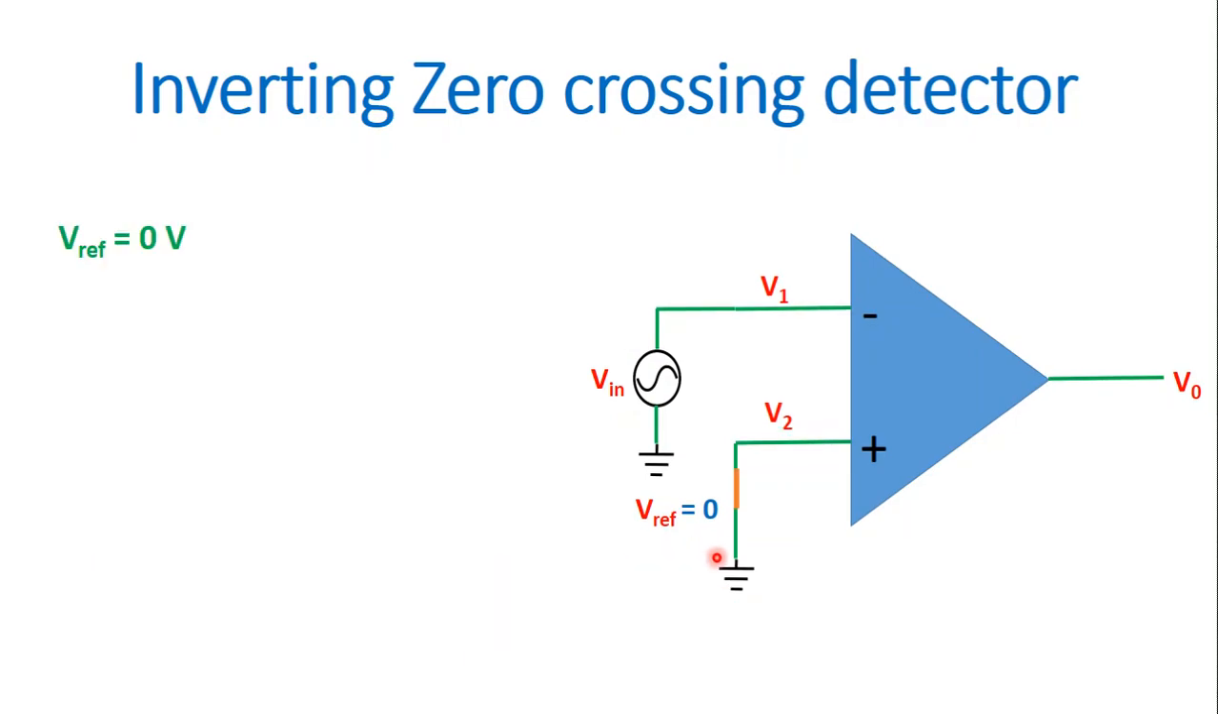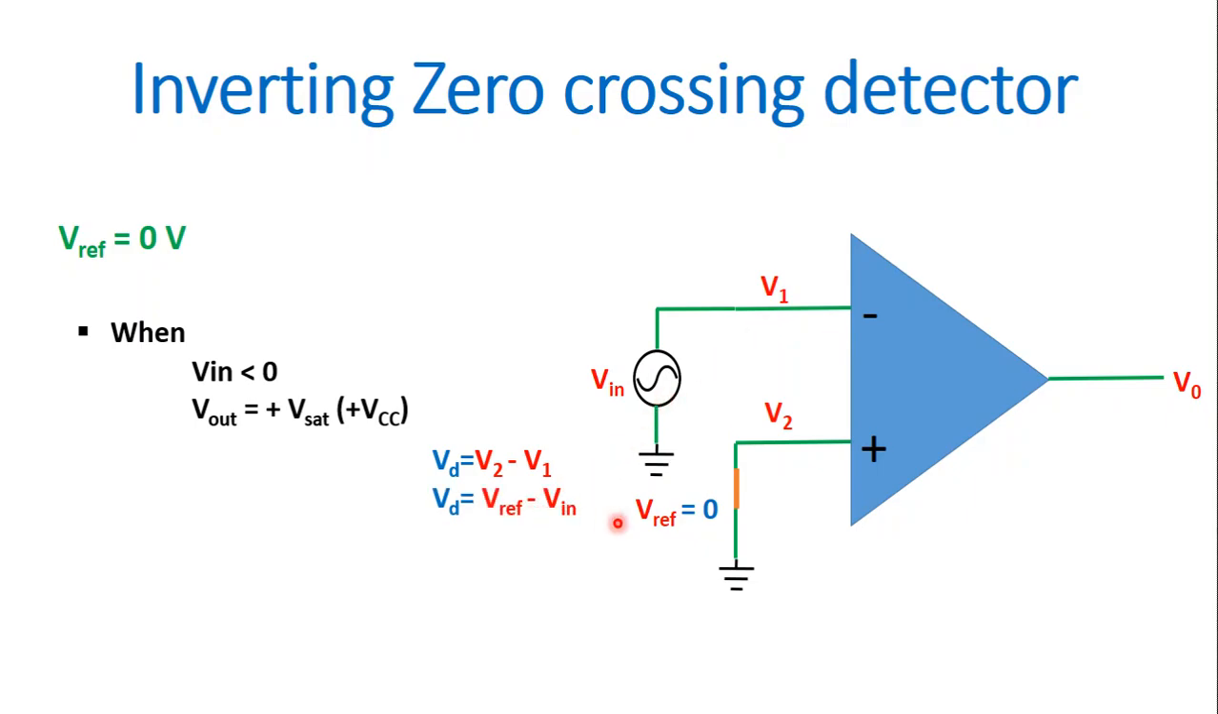Now we find the cases to draw the output waveform of the inverting zero crossing detector. First case: when input voltage is smaller than 0, we have output voltage equal to plus V saturation or plus VCC. Let us see how we got this. Input differential voltage Vd from the circuit is V2 minus V1. Here V2 is equal to V reference, which is 0, and V1 is equal to V in. So we get Vd equal to V reference minus V in. Since V reference is 0, we get Vd equal to 0 minus V in.